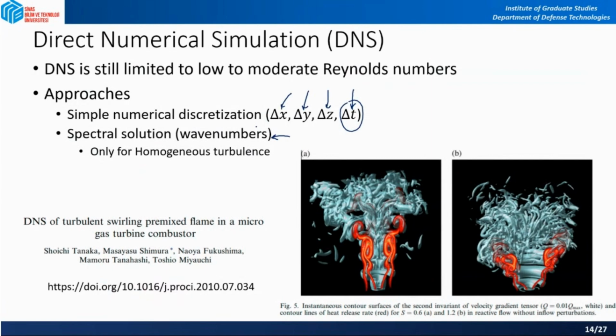The problem is this: a spectral approach for solving DNS is limited to only cases where we have homogeneous turbulence. Okay, so this spectral approach is only for homogeneous turbulence. But for all other cases, like inhomogeneous turbulence, we have to use the first approach, which is physical discretization.